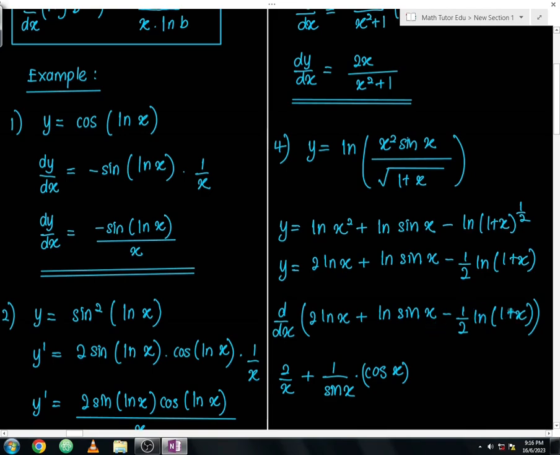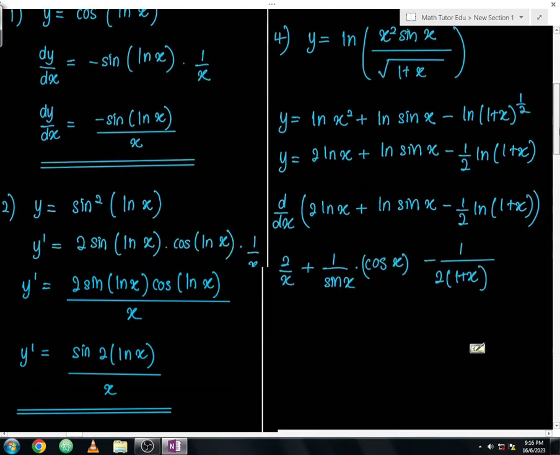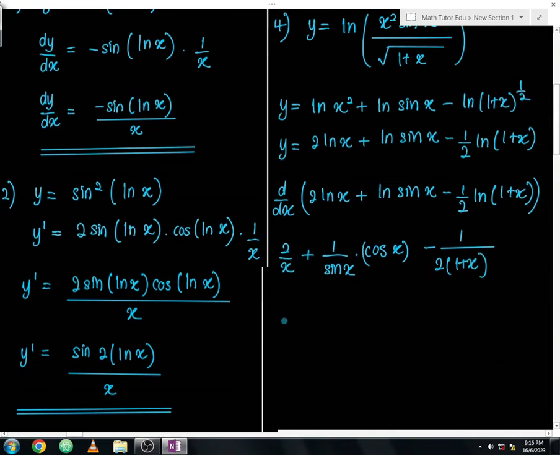So from here, 1 over 2 ln 1 over x, so it will be 1 over 2 in a bracket 1 plus x, close bracket. Let me write it properly. So from here, let us expand the equation. So from here, 2 over x, and then plus cos x over sin x, and then minus 1 over 2 plus 2x.